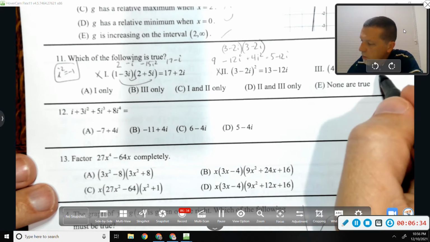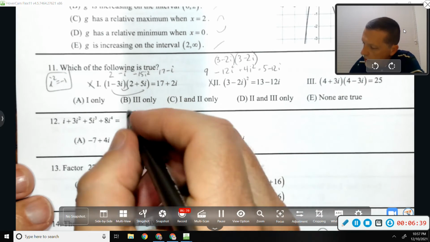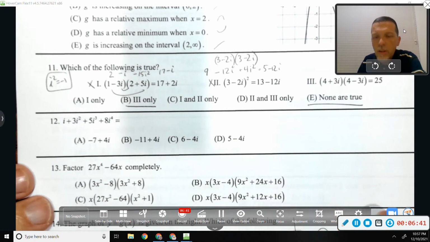Alright, number 3 better be true, or, well, I guess we could just mark E, none are true. So we're down to either 3 or none.